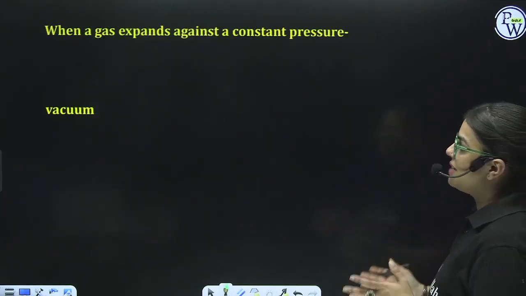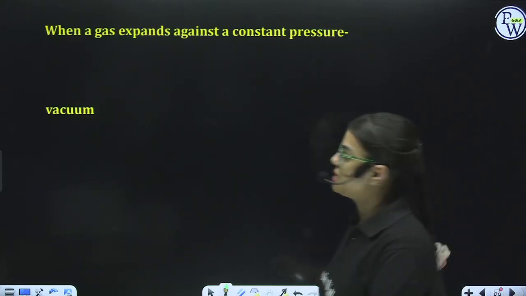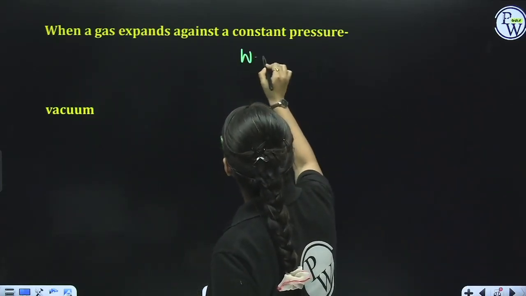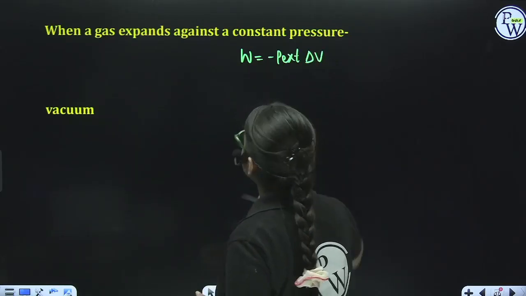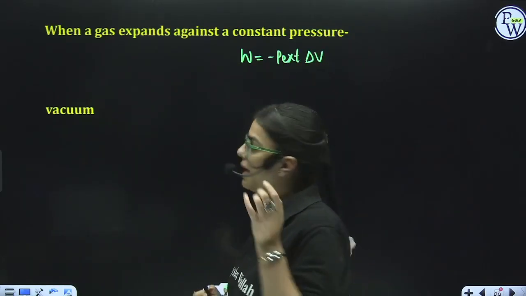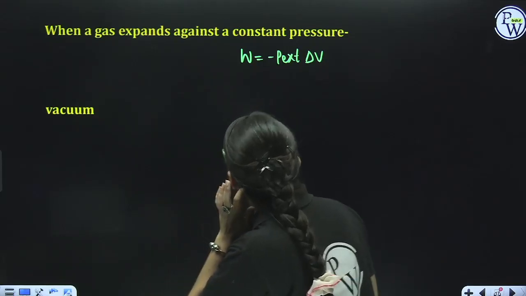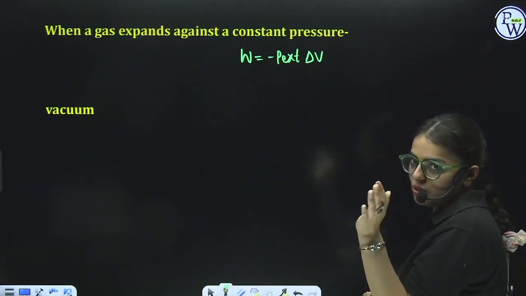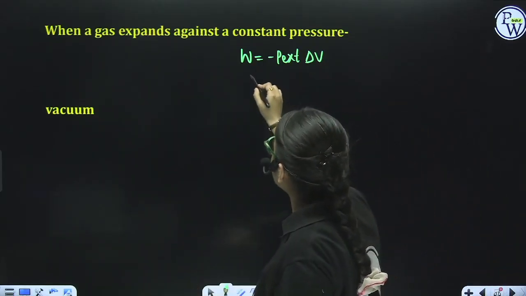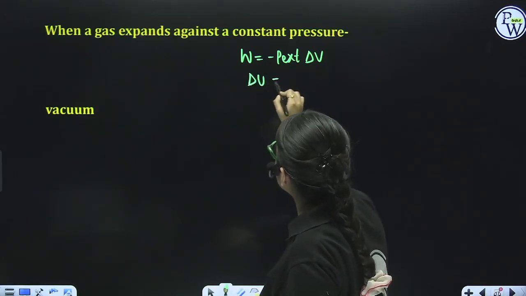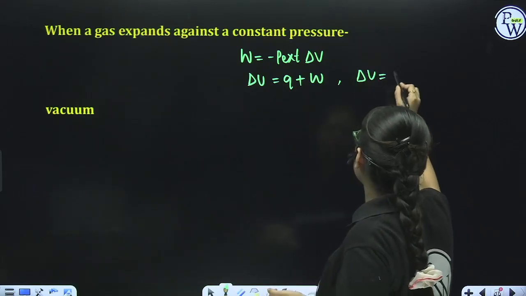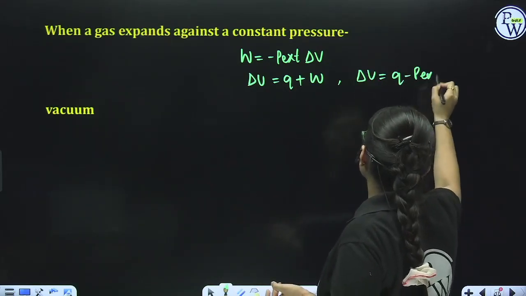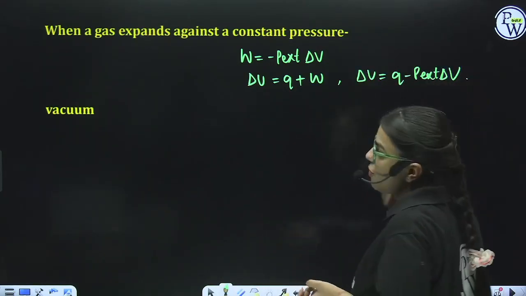When a gas expands against a constant pressure, it's a very simple thing. We know that W is equivalent to minus P external delta V. This is the formula when we are talking about expansion against a constant pressure. So the formula you can directly use is delta E or delta U is Q plus W. That means delta U is equivalent to Q minus P external delta V. You can use this formula.